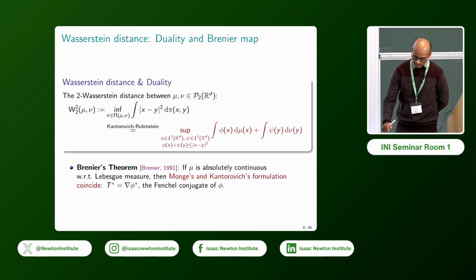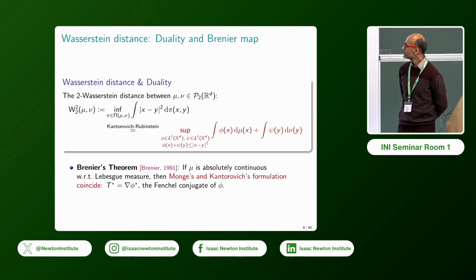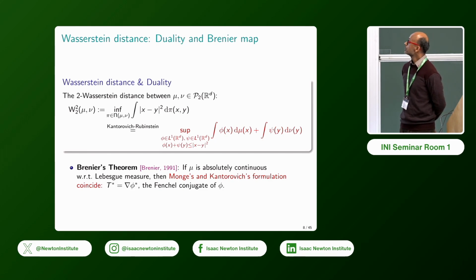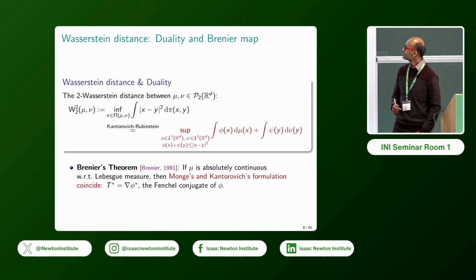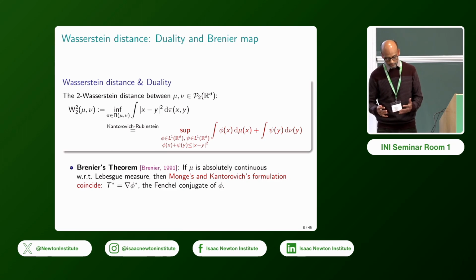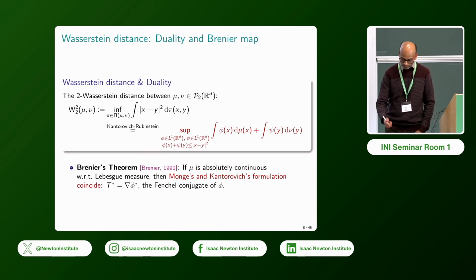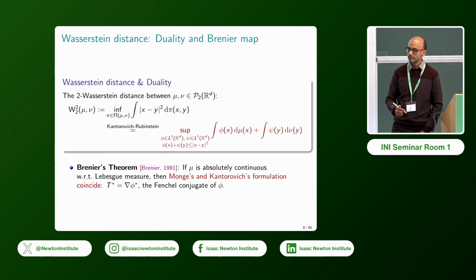Based on these potentials, there is this very famous, in fact the cornerstone theorem of optimal transport, which is Brenier's theorem, which basically says if the measure that you're trying to transport, which is mu, has a density with respect to the Lebesgue measure, then the Monge formulation and the Kantorovich formulation coincide, and the Monge map is actually given by the gradient of phi star, where phi is the Kantorovich potential that appears in the dual form. Okay.